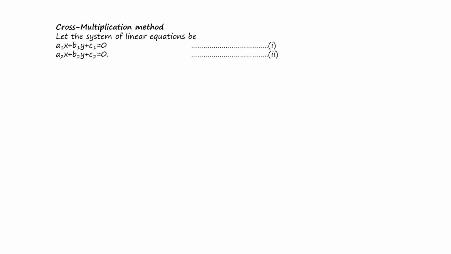Today we'll discuss the cross multiplication method. What is this method all about? Let the system of linear equations be a1x plus b1y plus c1 equals 0. Let this be the first equation, and a2x plus b2y plus c2 equals 0. Let this be the second equation.